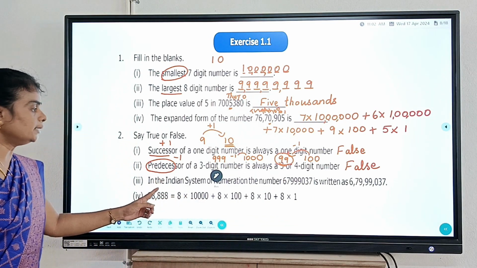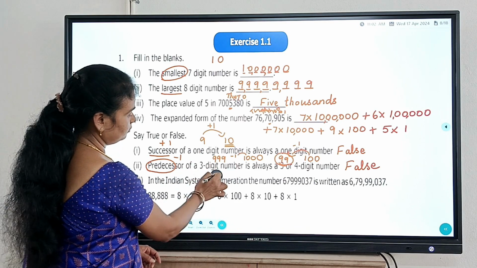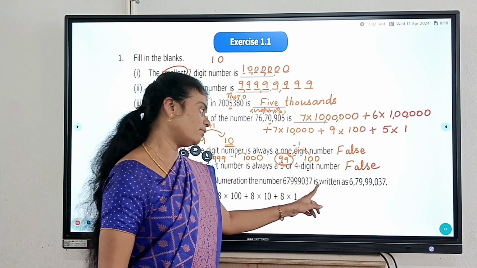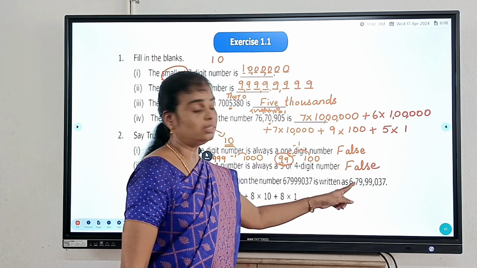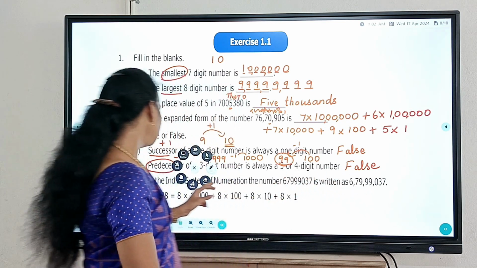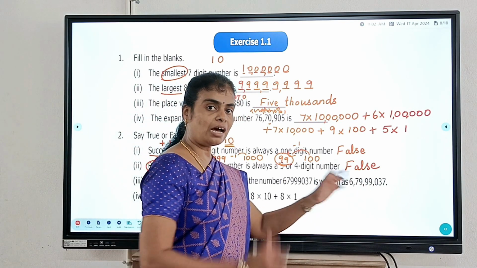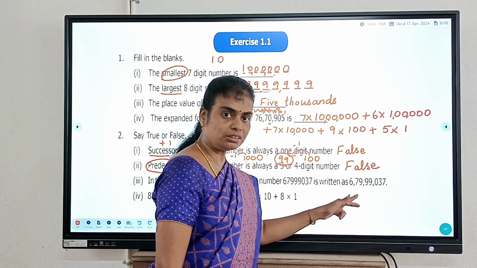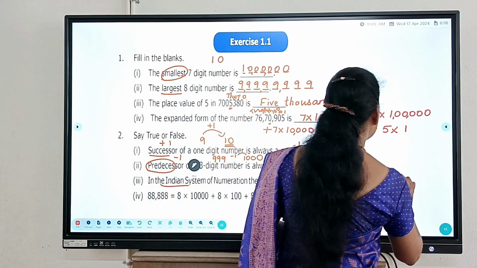The next one, in the Indian system of numeration, the number 679999037 is written in this form. Now your work is to identify the commas here and see whether they are placed in the right position. Here it is given as in the Indian system. So in the Indian system, how will you put commas? After the first group of 3 digits, then 2 digits, then again 2 digits. It is formed in this way, and the comma is also written in the correct manner. So the statement is true here.